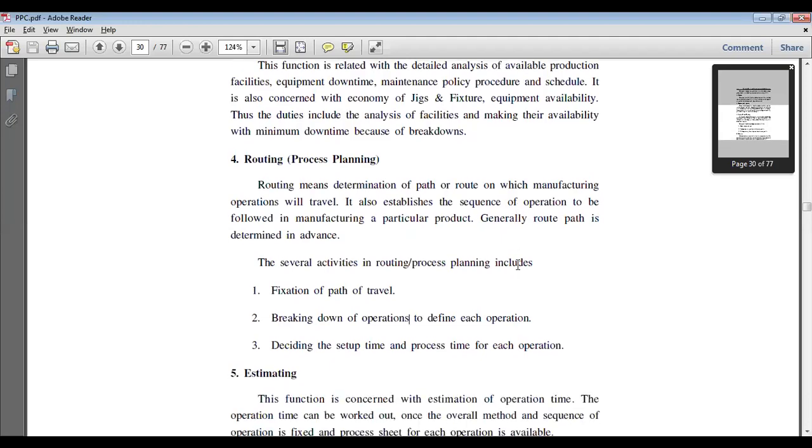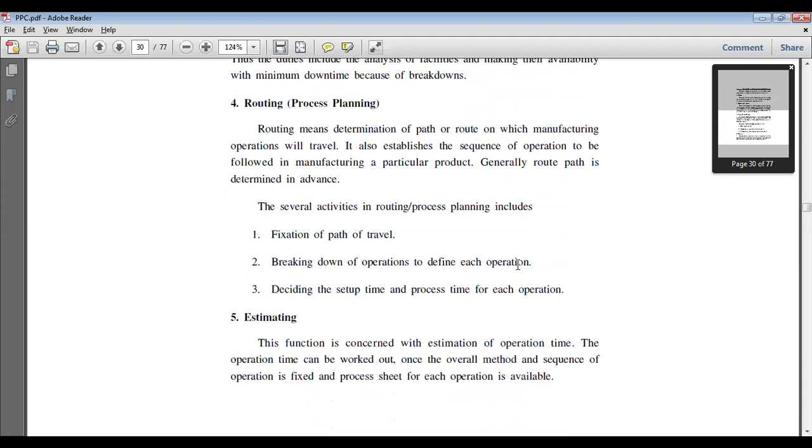Estimating, the function is concerned with estimation of operation time.